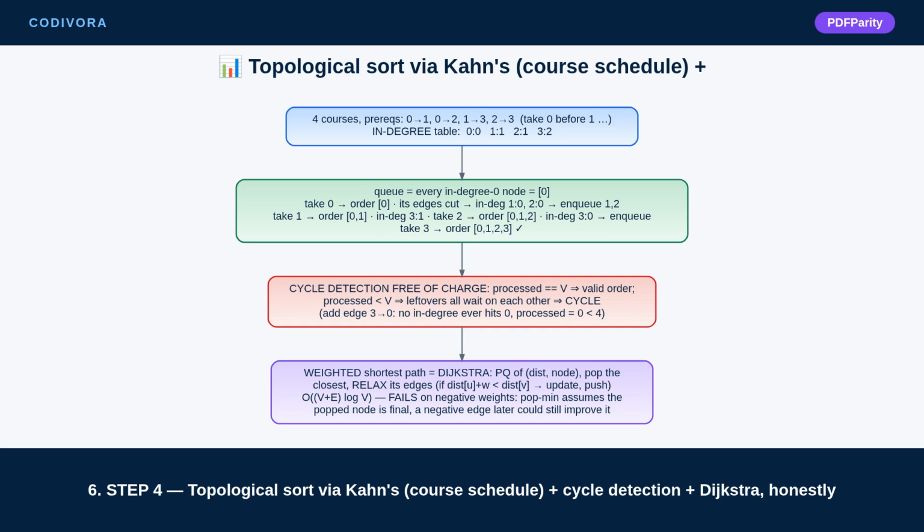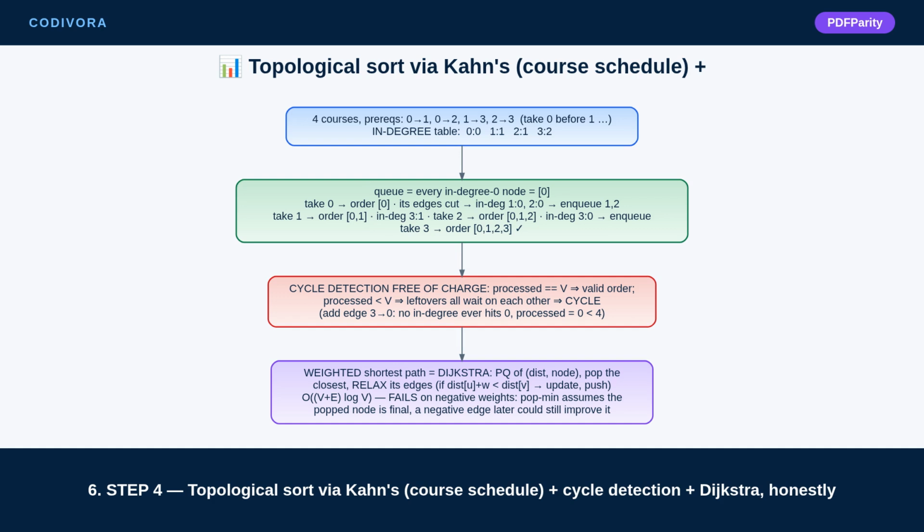Processed equals V leads to a valid order. Processed less than V leads to leftovers, all waiting on each other, which leads to a cycle. Add edge 3 then 0. No in-degree ever hits 0. Processed equals 0, which is less than 4.